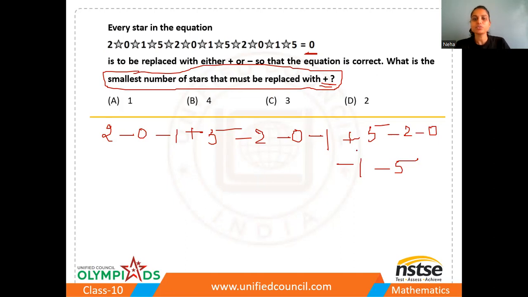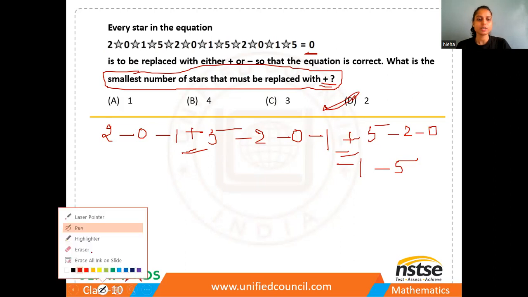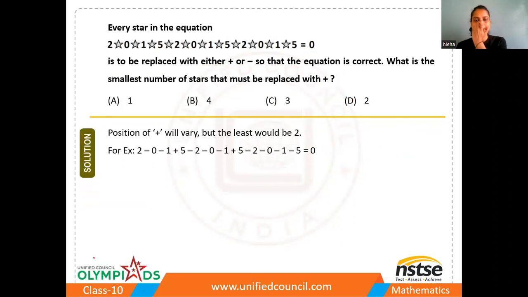So just put the largest numbers with the plus sign, because they will subtract the rest of the part. So how many do I need? Only 2. Option D is the right answer. All right. Let me show you the answer for this question. This is the answer.